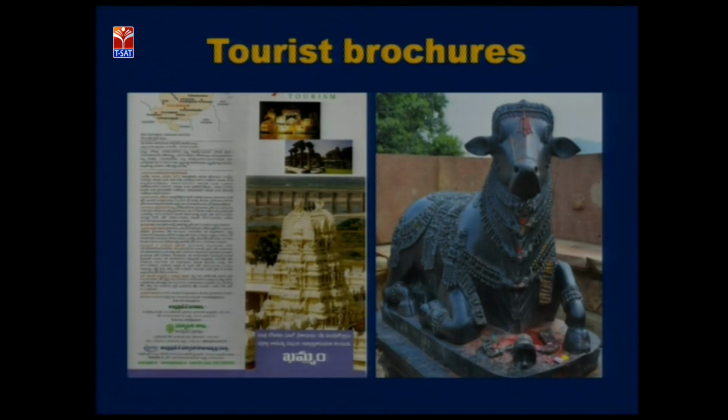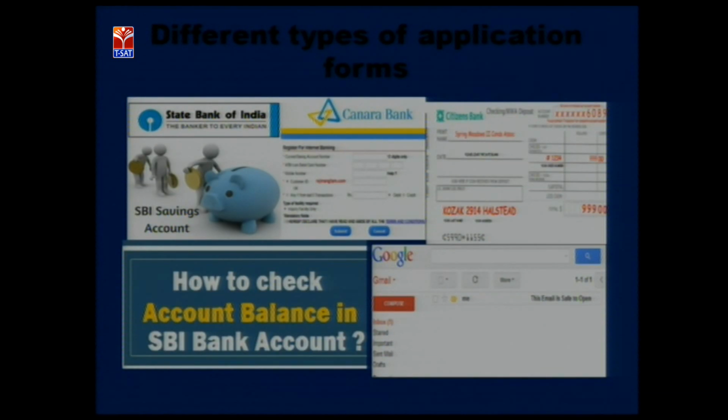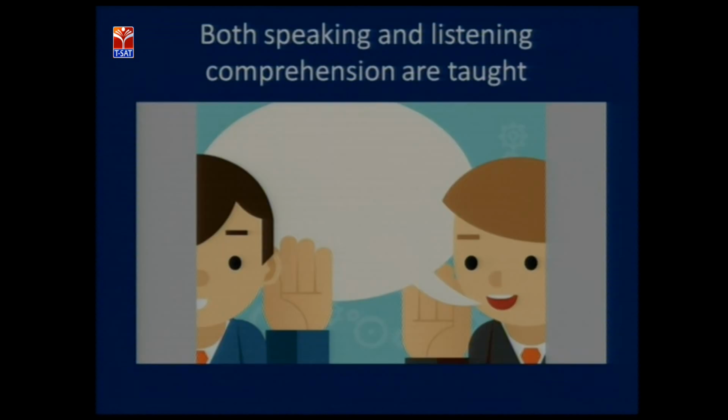This is a zero cost TLM, and there is some authentic material such as tourist brochures and recipes. Let our students demonstrate those things. How do you prepare a cup of tea? You demonstrate it in the classroom, and these things should be given priority in the classroom in the syllabus of the direct method. Provide bank forms, postal forms, and how to create an email, and all these authentic things should be imparted to our students.